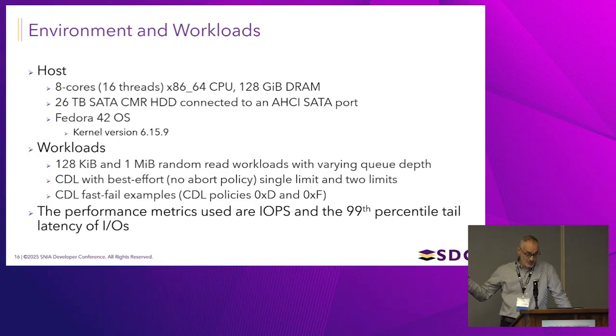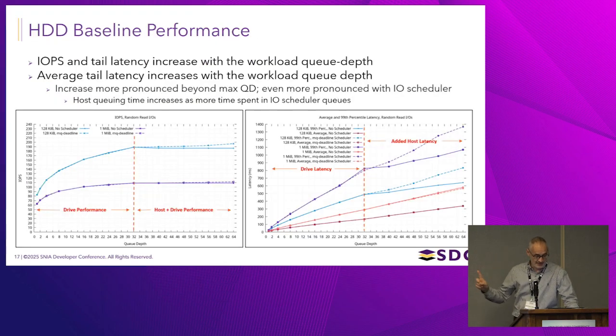I'm going to show examples of CDL using a kind of best effort policy. Meaning that if the CDL limit for the I/O is missed, you're not going to see an abort. And I'm also going to show examples of fast fail policies, which abort I/Os. And for the results, I'm going to show IOPs and the 99th percentile tail latency that FIO measures. Starting with the baseline, meaning what happens if you use a drive with no CDL.